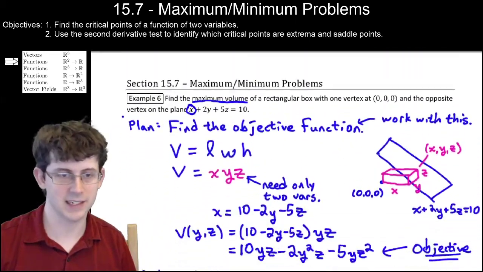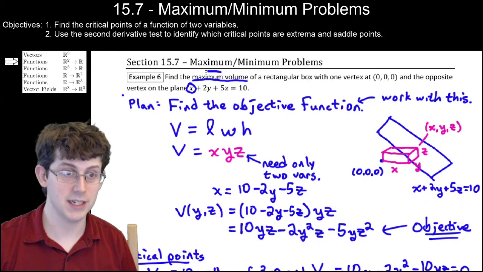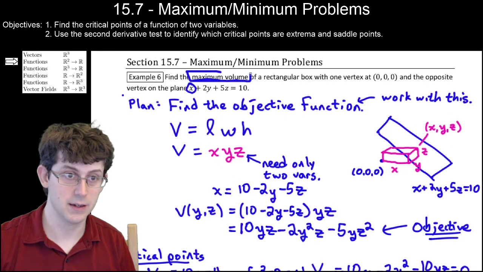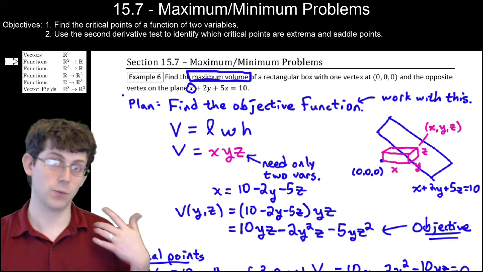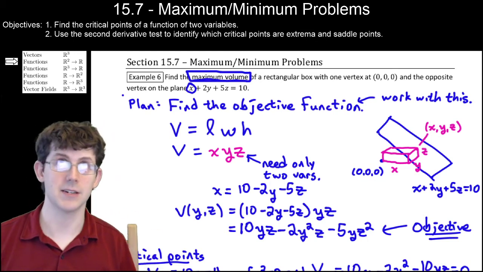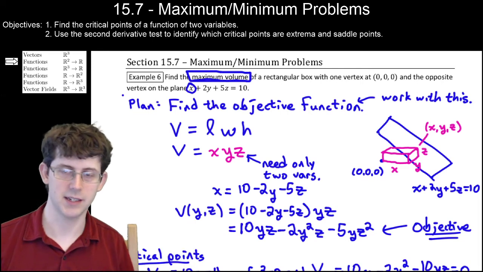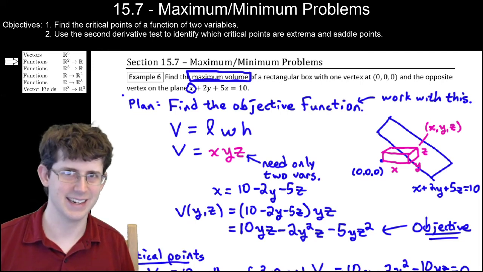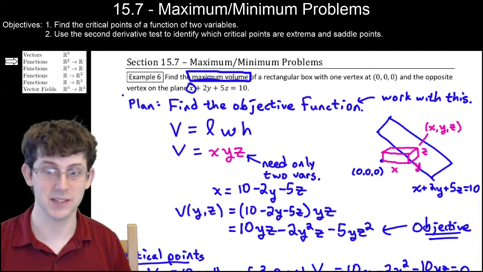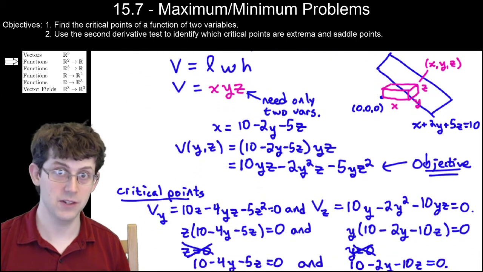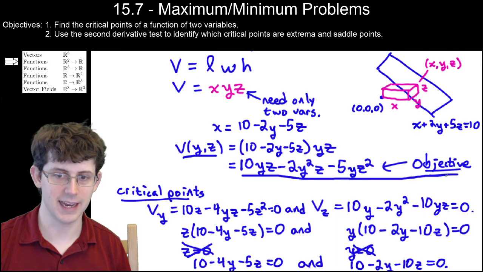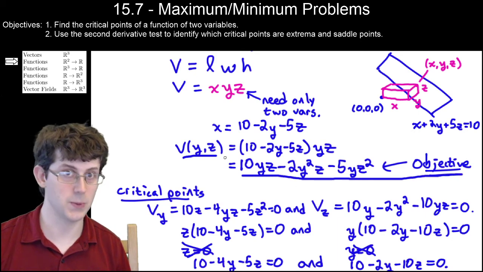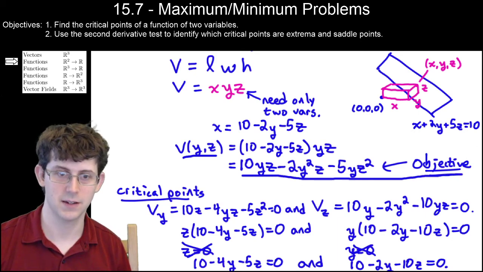Let's make sure that we actually answer the question. The question asks for the volume. So when the question asks, what's the maximum volume? Answering y equals 2/3 is not the answer to the question. The answer is the volume. Luckily, when you've made an objective function, you're always prepared to get that kind of answer. You just plug your critical point into the objective function.